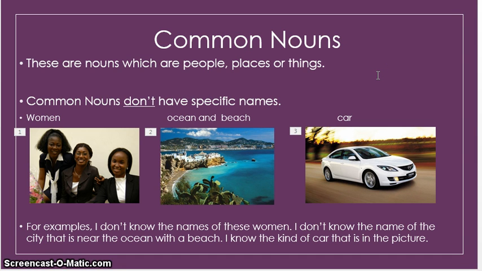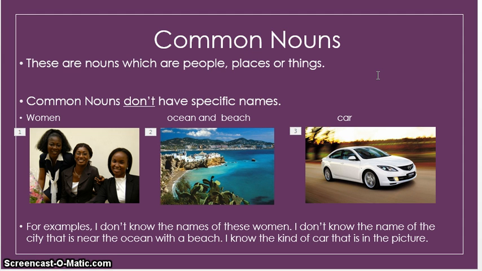Common nouns. These are nouns which are people, places, or things. Common nouns don't have specific names. For example, we have a common noun, which is women. You can see the three women below. We have a place, which is an ocean and a beach, and there's a city in the background. And in the third picture, you see a car.